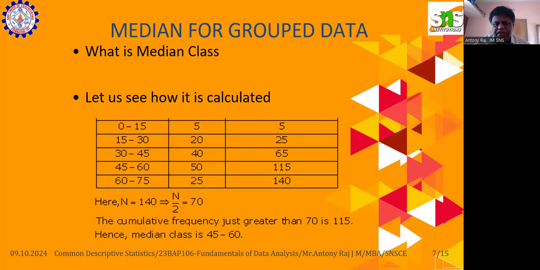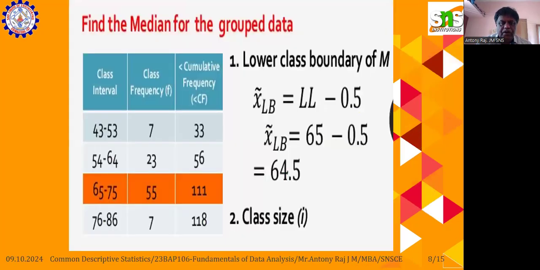The first 5 is less than 70, 25 is less than 70, 65 is less than 70, but 115 is where we actually cross the 70 value. And that is the first value which crosses 70. So that particular class interval is called the median class. So the median class is 45 to 60, and we are going to extract all the values with respect to this median class.